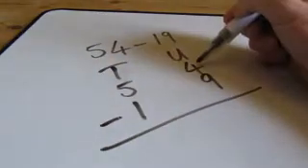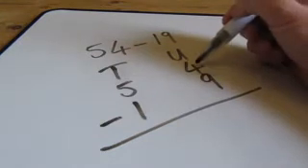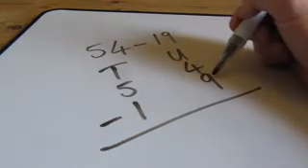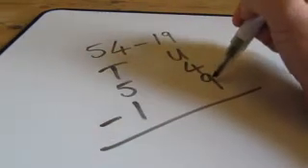Now you can see straight away 4 subtract 9. We go back to the sweets. I've got 4 sweets in my hand. Can I take 9 away? No, I can't. The bottom number is bigger, so I borrow. I'm going to borrow from here.